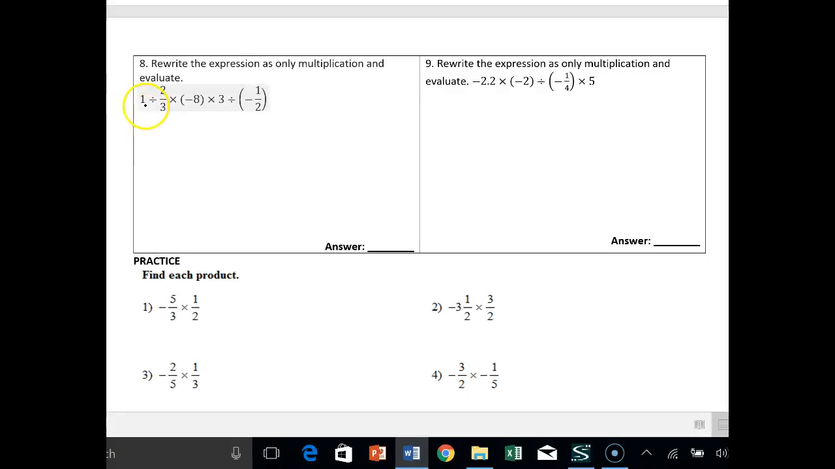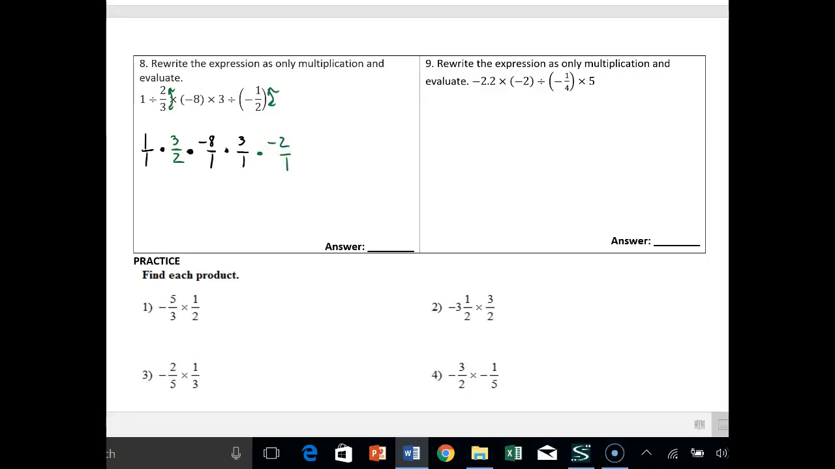So first of all, let's write the 1 as a fraction, 1 over 1. Now I see division. When I divide fractions, I want to flip that fraction, so times 3 over 2, times, we have a negative 8, so let's put it as a fraction, negative 8 over 1, times, we have a 3, so let's put that as a fraction, 3 over 1. And then, again, I see division, so let's flip it and change it to multiplication. So I'll say times negative 2 over 1.